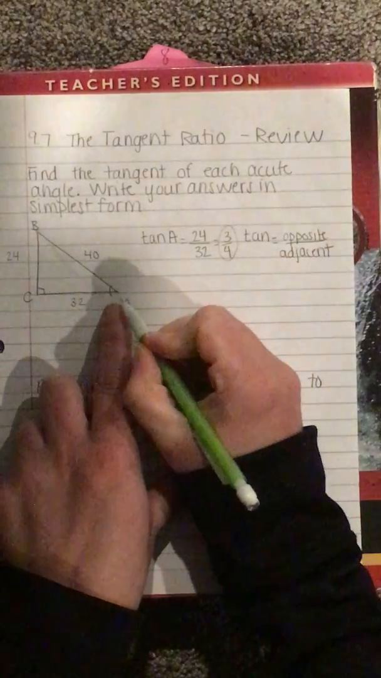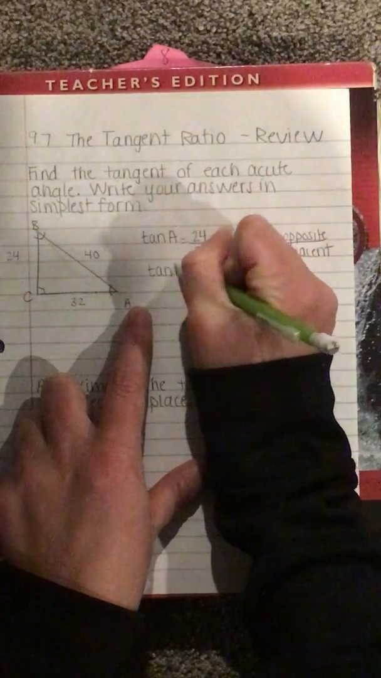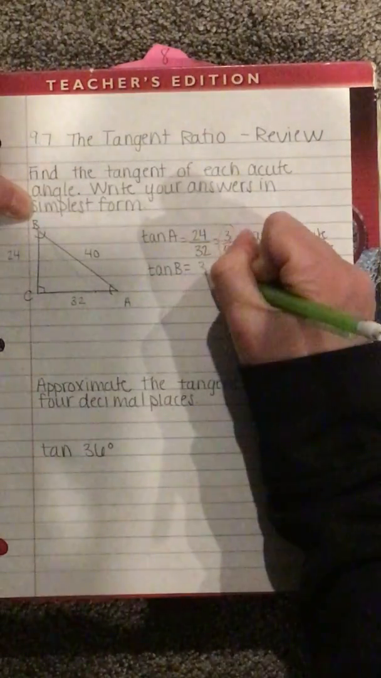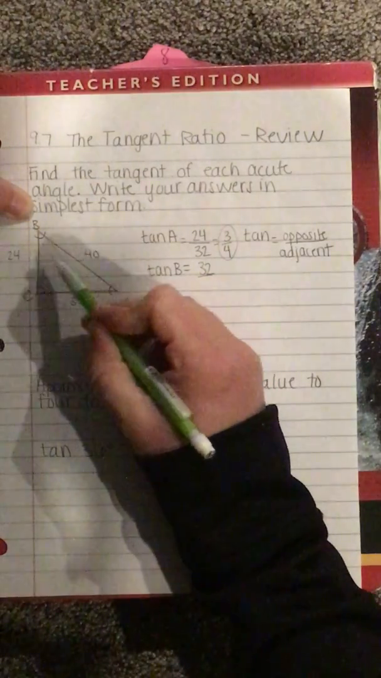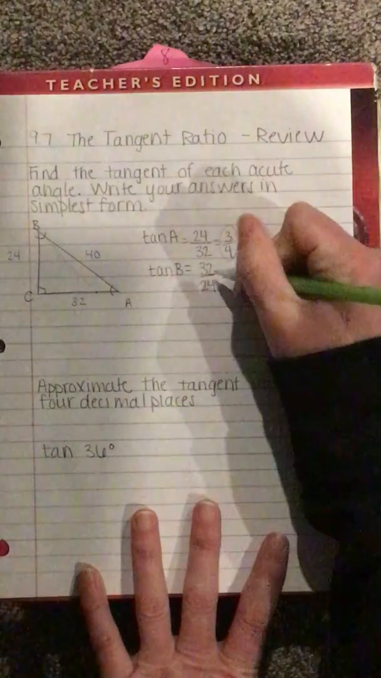As I mentioned before, there are 2 acute angles in a right triangle. B is also an acute angle, so I'm going to find the tangent of B. So I'm looking for the side length that's opposite over the side length that's adjacent, not the hypotenuse, the leg, and reduce, dividing by 8.